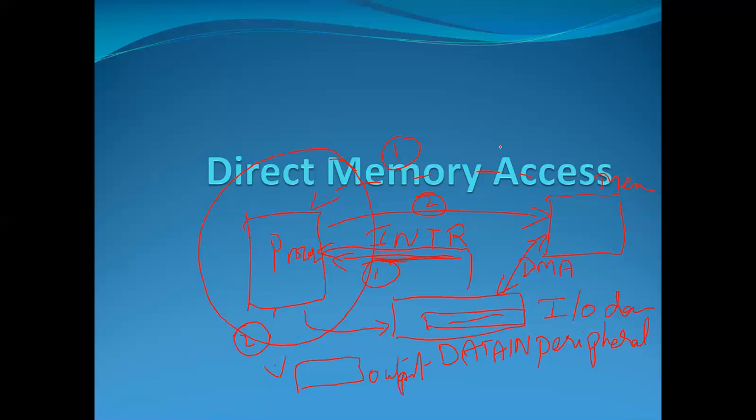So that is the concept of direct memory access, where instead of the processor intervening in the process of transferring the data from the peripheral device to the memory, the processor is not intervening here. Directly the data is transferred from the input output devices to the memory.